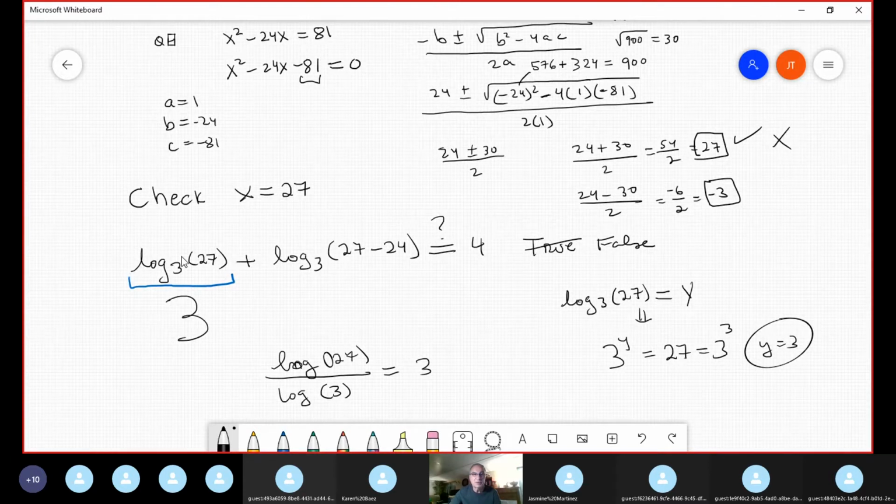Plus 27 minus 24 is logarithm base 3 of 3. What happens when this is the same number, the base and the number? It's property number 2 that we studied. When it's 3, 3, or 5, 5, or 10, 10, or whatever, 8, 8.